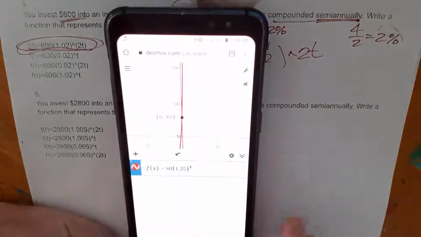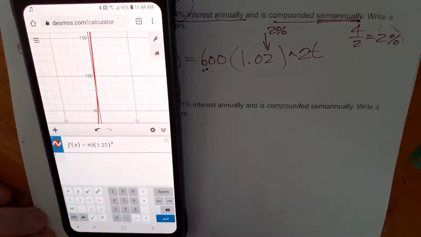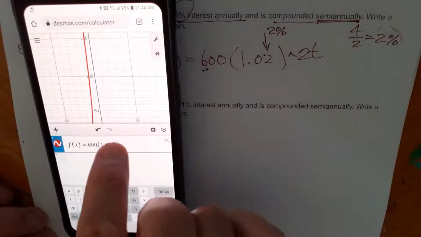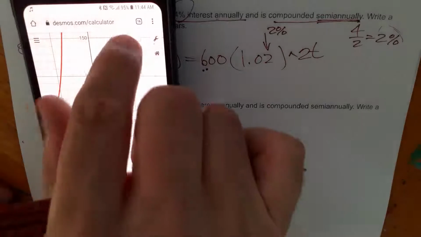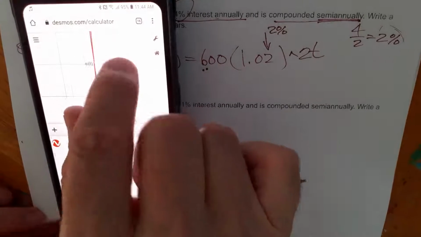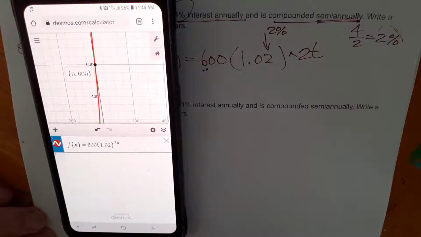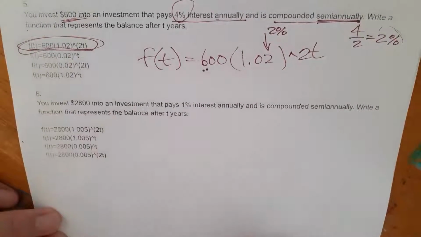And let's see if we can model this one. Let's put in 600 here, and let's put 1.02. And let's raise this to the power 2x. Let's try to see this. Right here is where we intercept. See that? At 600. So that's exactly what we're talking about in terms of what we've done so far. Here we are at 600, 1.02 raised to the 2t.